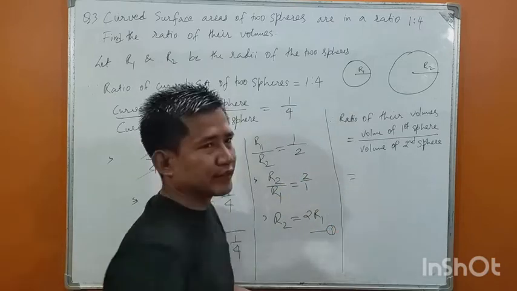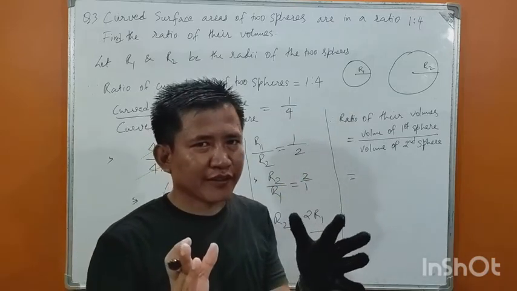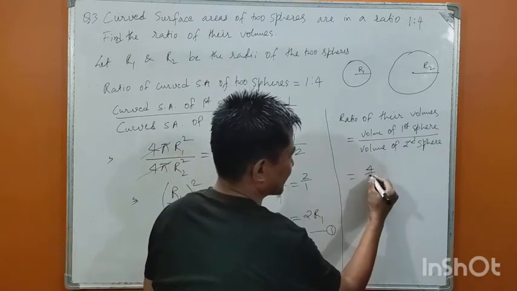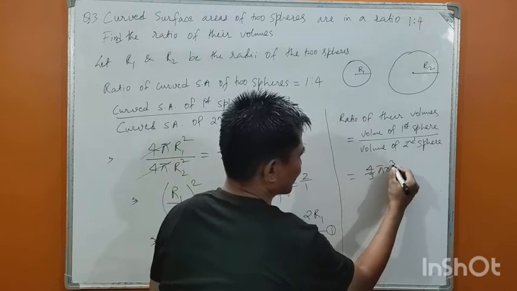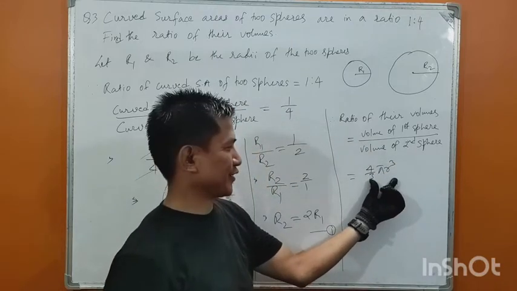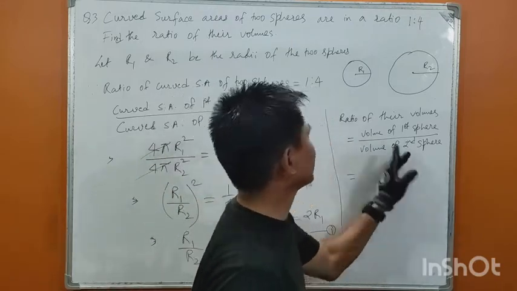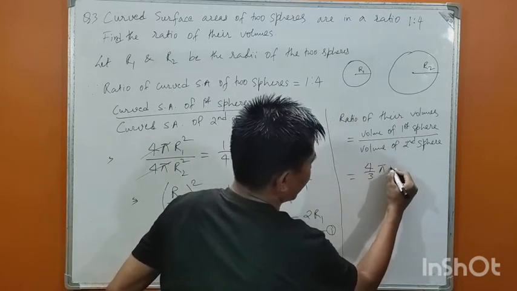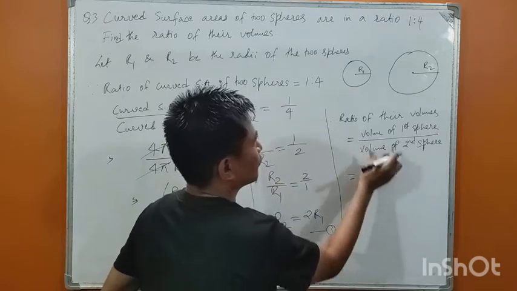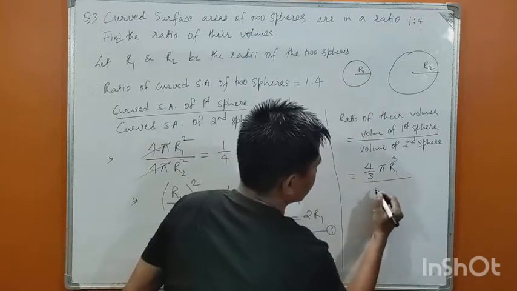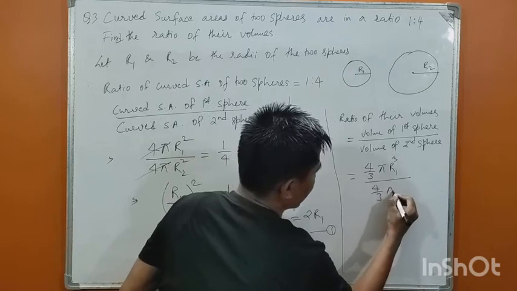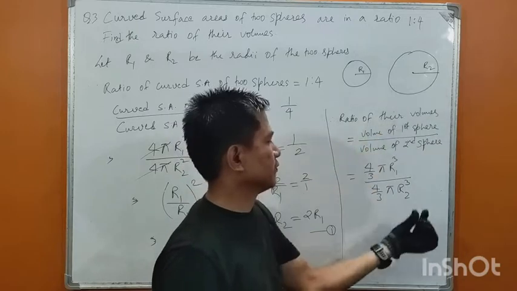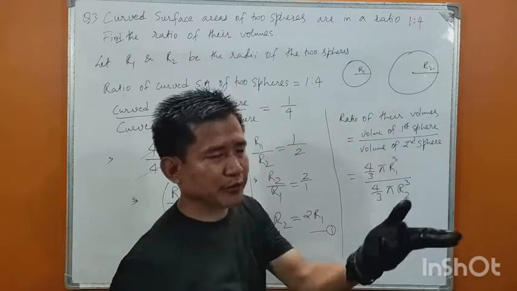So what is the formula for the volume of a sphere? I hope you know this. 4 by 3 pi r cube, isn't it? This is the formula for the volume of a sphere. So we have different radii here. So 4 by 3 pi r1 cube is the volume of the first sphere upon 4 by 3 pi r2 cube, the volume of the second sphere. Because their radii are different, their volumes will be different.